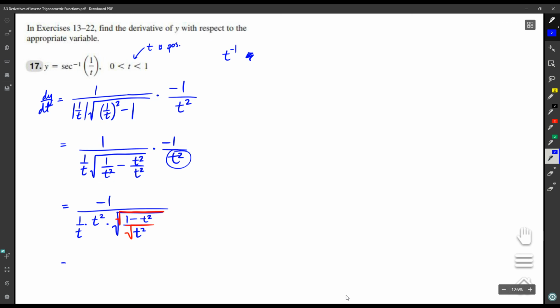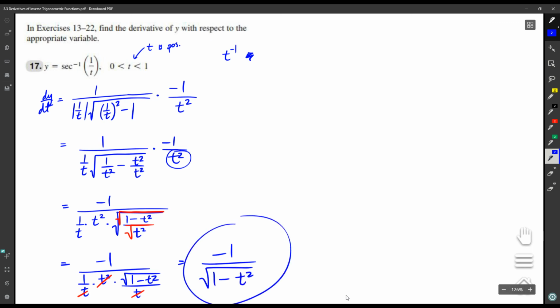So what does that mean for us? Well, this is a negative 1 on top. It's a 1 over t times t squared times the square root of 1 minus t squared, and that's over a t because we have the square root of t squared. Well, all of those t's in the denominator turn out to cancel and make 1 because we have 2 t's in the numerator, 2 t's in the denominator. They cancel, and finally that means we have an answer of negative 1 over the square root of 1 minus t squared.